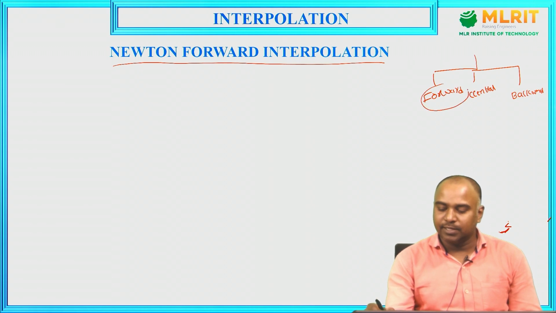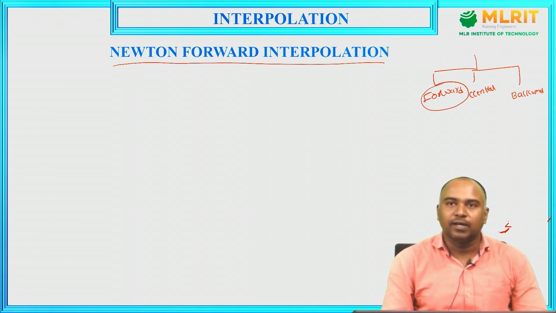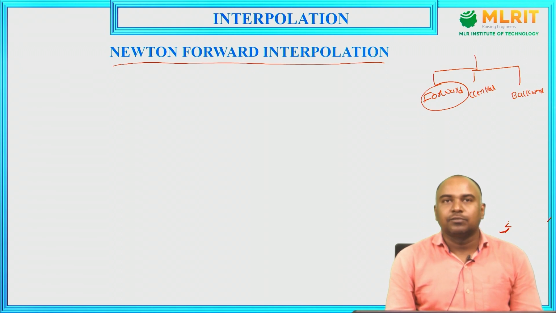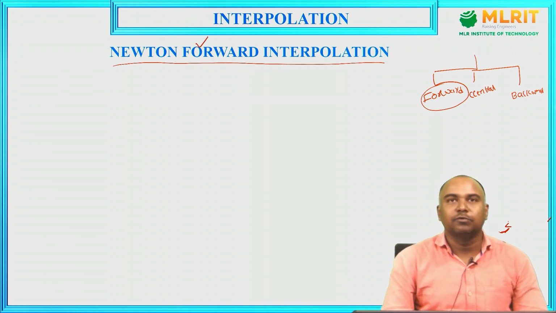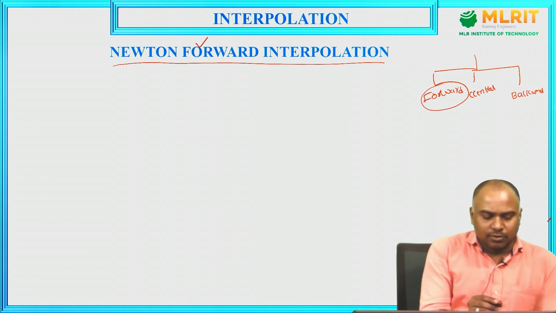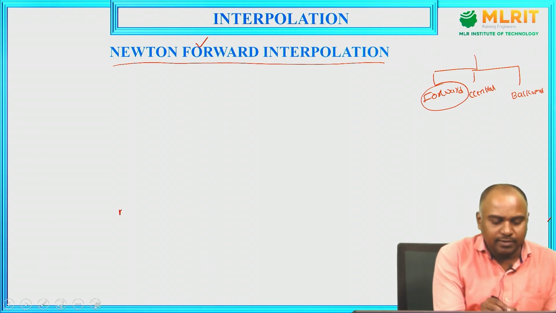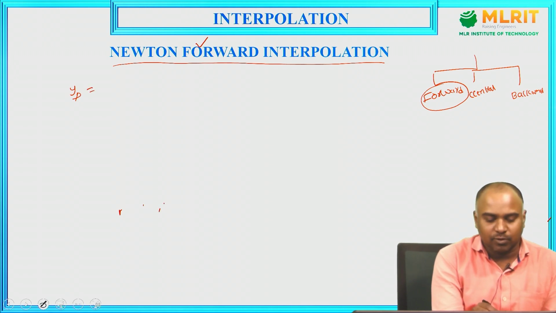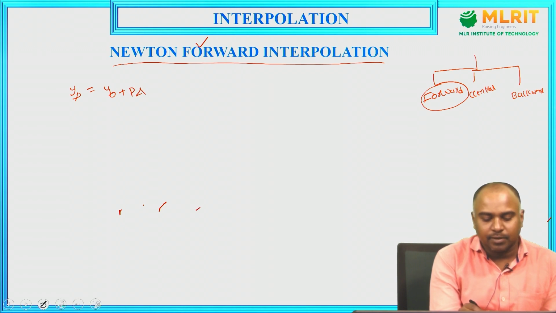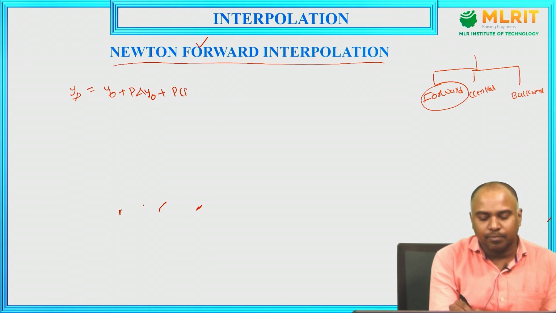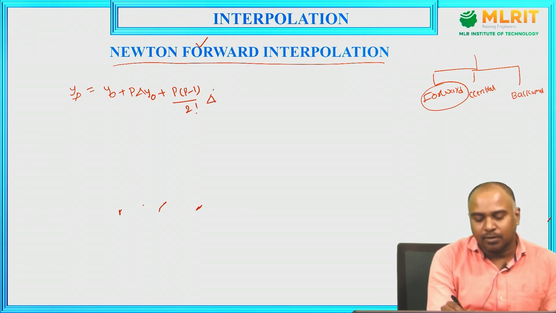If the point is located at the beginning of the table, to evaluate that unknown value from the known values, we use the concept of Newton forward interpolation. The formula to find the value, if it is located at the beginning of the table, is y_p equals y0 plus p delta y0 plus p into (p minus 1) by 2 factorial delta squared y0, and so on.